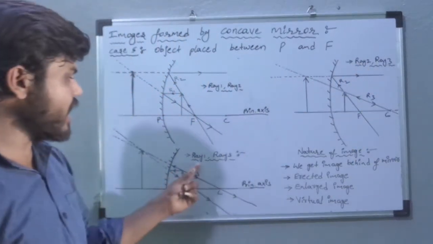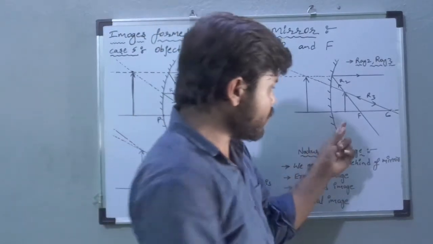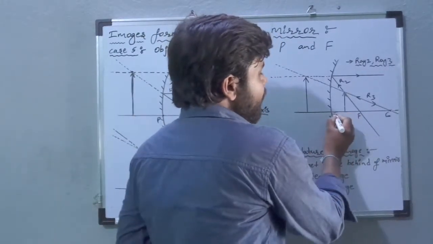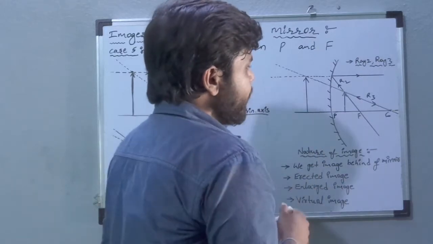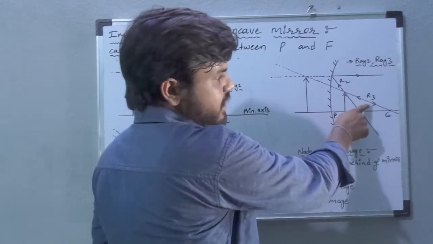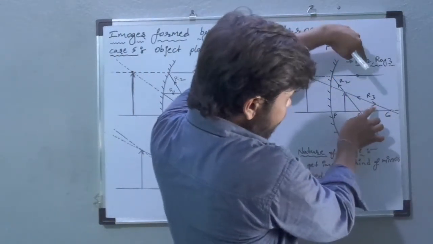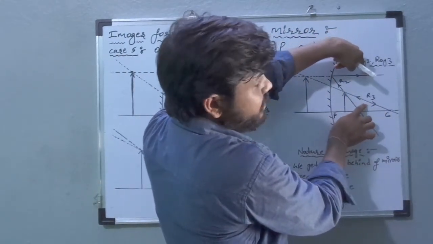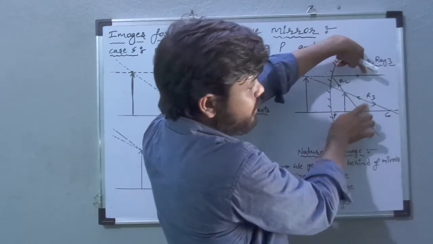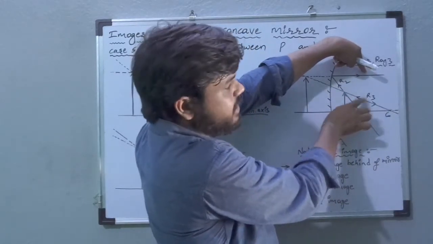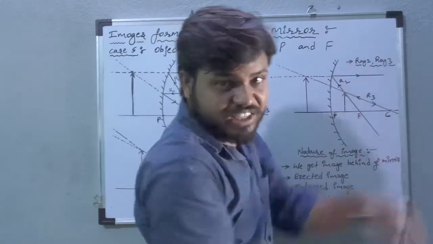In the same way, R1 and R3. Here also, I placed the object between pole and focal point, and I took R2, R3 rays. Here, these two reflected rays are moving away from each other. By looking at this diagram, we can say easily the reflected rays are diverging from each other.